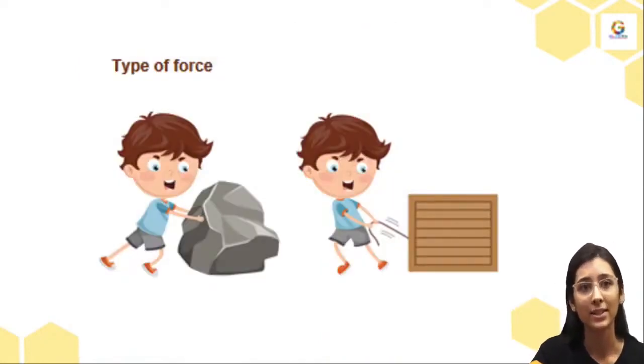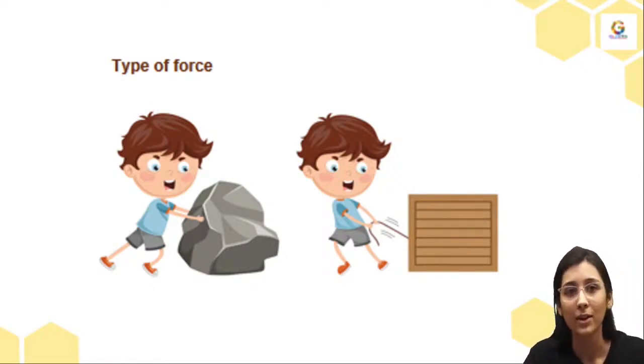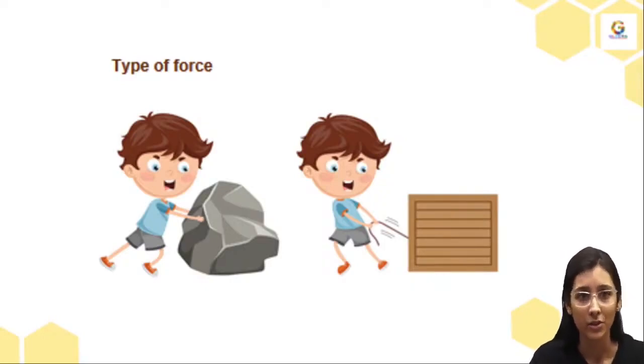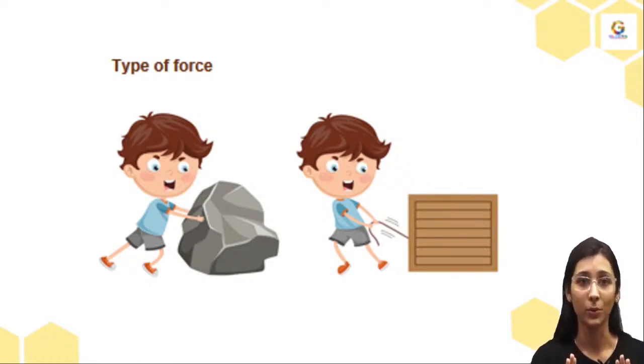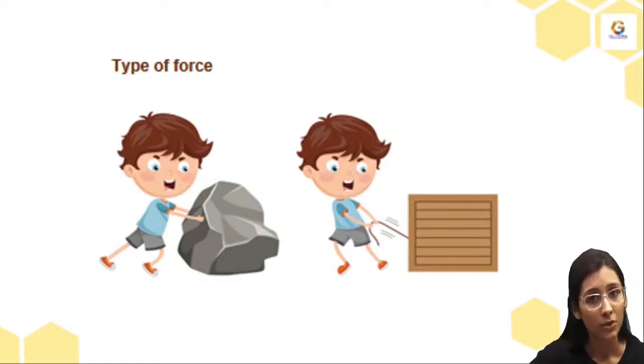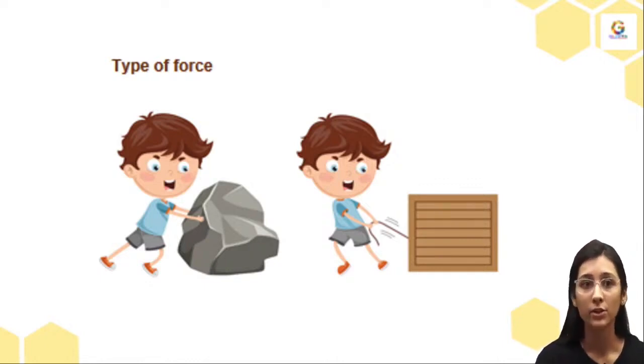Now over here you can see what the kid is doing. He is trying to push the stone in the first picture, and in the second one he's trying to pull the box. Fine. So let's concentrate on the first one. In the first photograph, he's trying to push the stone. That's what we studied in the definition of force. Force is a push or a pull on an object when there is an interaction. Fine. So he's trying to move the stone. And how will he be able to do that?